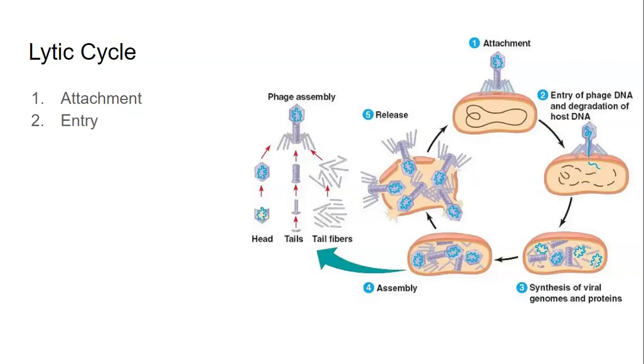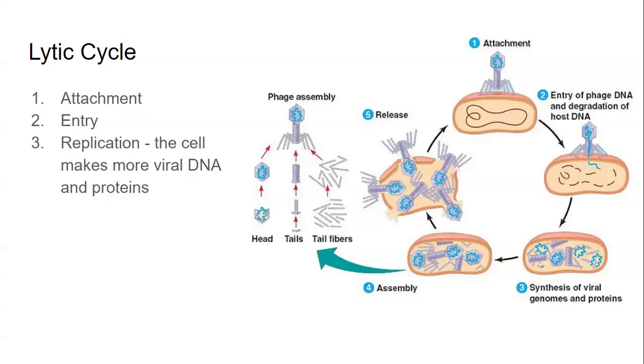Then number 2 is entry. So at this point, that's when the genetic material is being pushed into the cell. So it is not the entire virus itself that is necessarily being taken up by the cell. In a case of like a bacteriophage like this, it is only the genetic material that's actually being placed into the cell, and the rest of the virus actually stays outside. Number 3 is when they get to replication. So this is when the cell makes more of the viral DNA and proteins.